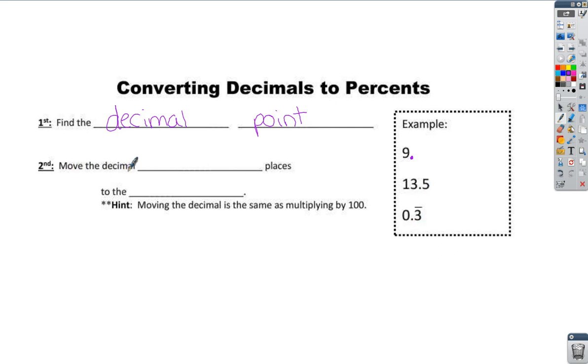Now we need to move the decimal 2 places to the right. And that's just like saying we're multiplying by 100. So anytime you have a decimal, you need to multiply it by 100 or move it 2 places to the right so that you make it into a percentage. So if we have 9, we're going to move it 2 places to the right, 1, 2, fill in our zeros, and our percent is going to be 900%.